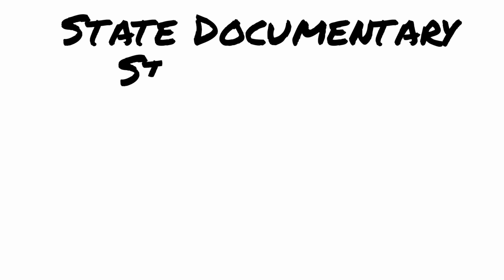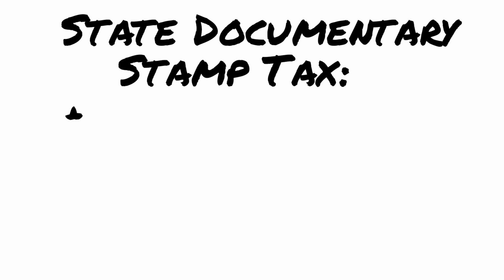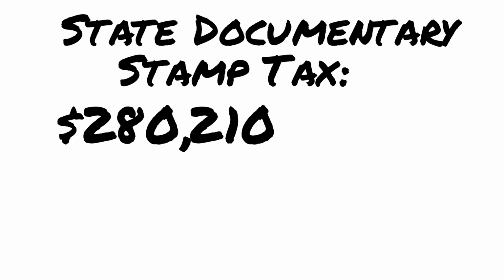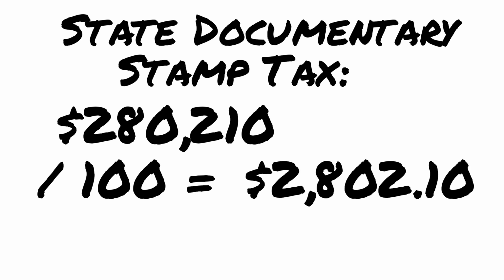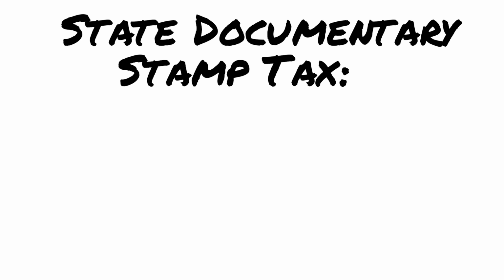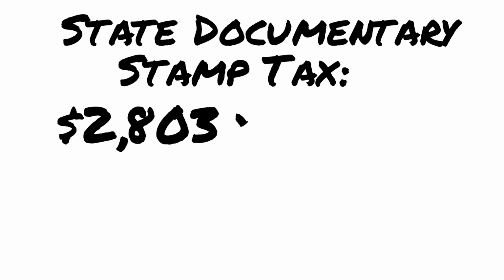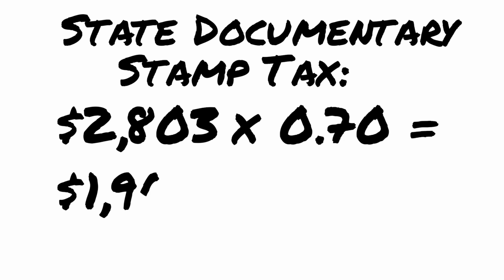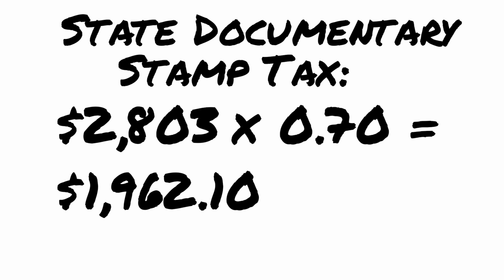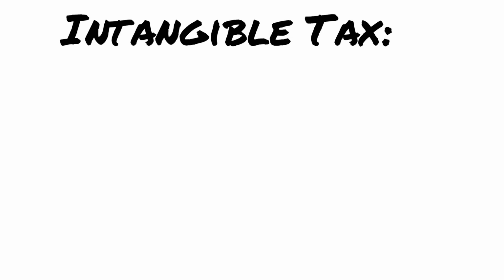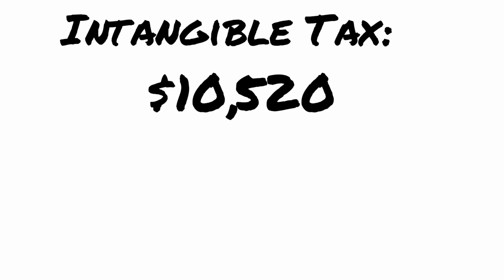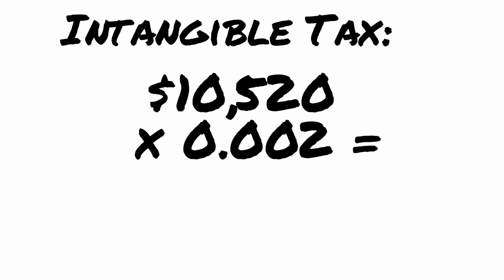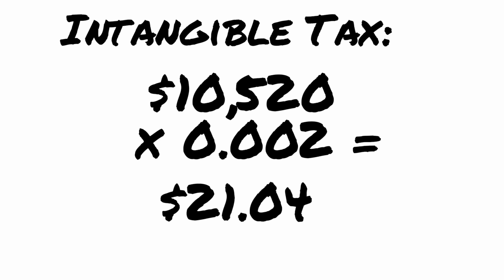First, the state documentary stamp tax on the deed shows the sales price of $280,210. We divide that by 100 to find $2,802.10, which we're going to round to $2,803. Then for the tax amount, we're going to take the $2,803 and times that by 70 cents, which will give us $1,962.10. Next, the intangible tax on the new mortgage, which we will find by taking $10,520 times 0.002, which equals $21.04.